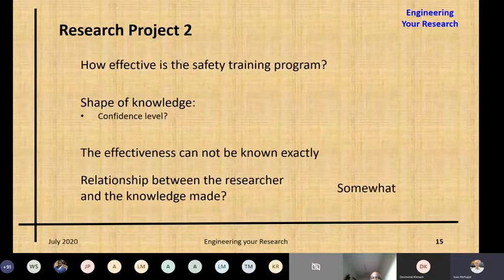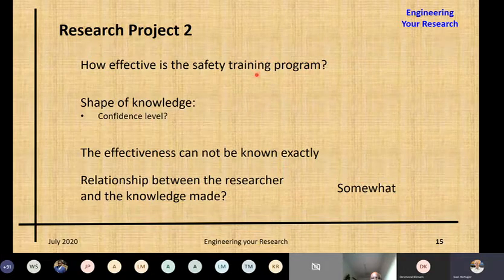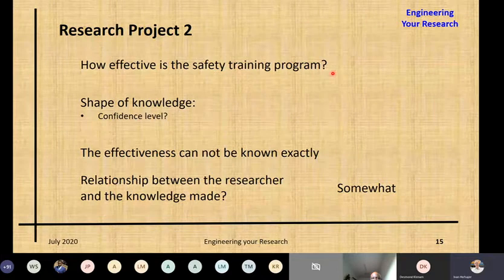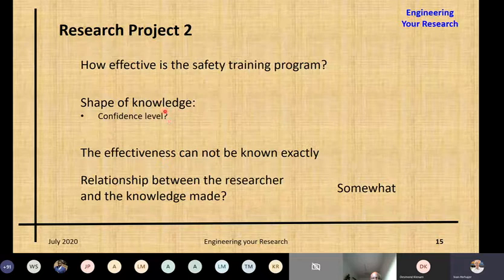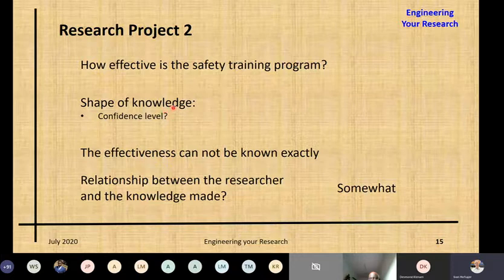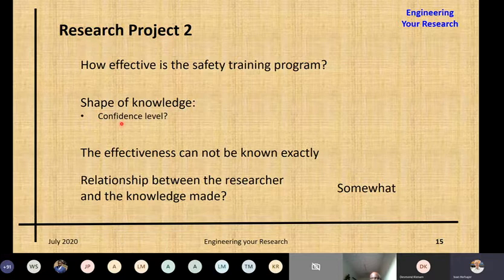Now, Research Project 2. I'm a mining engineer, and I'm asking, how effective is the safety training program? I'm working on a mine, and I'm worried about safety. I'm worried about people injuring themselves, and there's a safety training program in place, and I'm asking, how effective is this safety training program? Now, what is the shape of the knowledge? I'm saying it's going to be a confidence level: I think the training program is excellent, it's reasonable, or it's no good, it's not reaching its purpose. So the shape of the knowledge is going to be a confidence level.